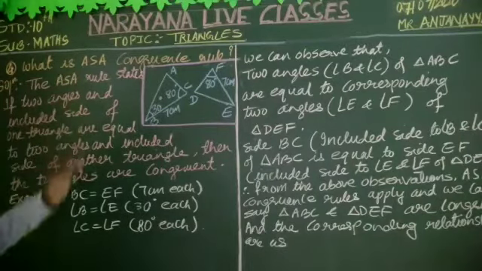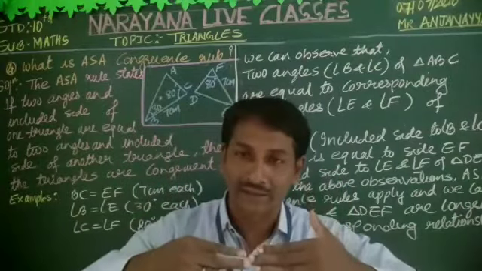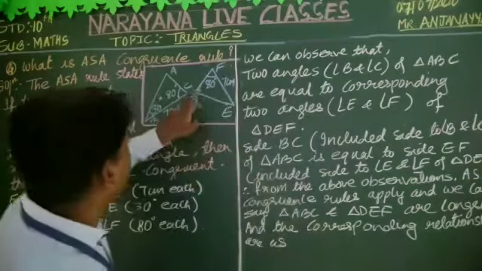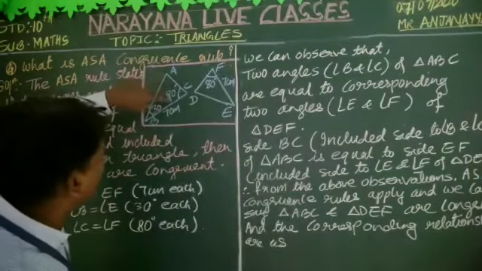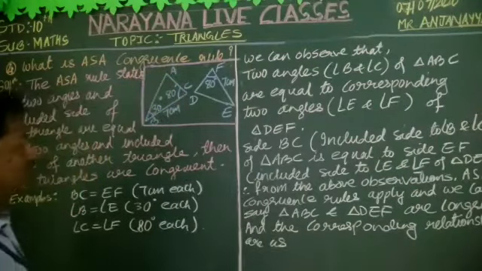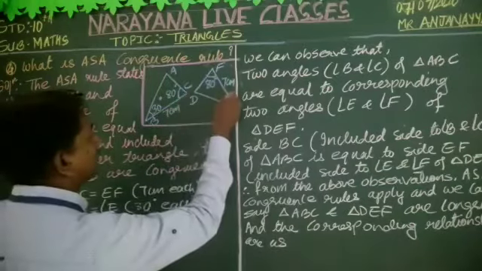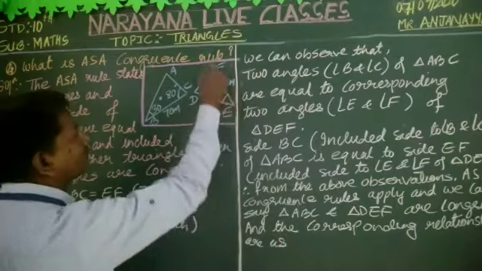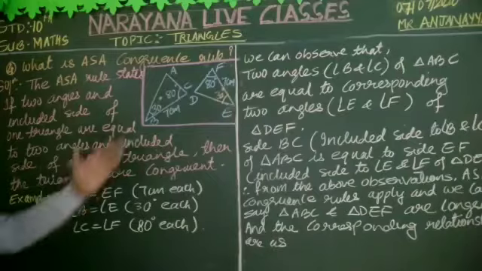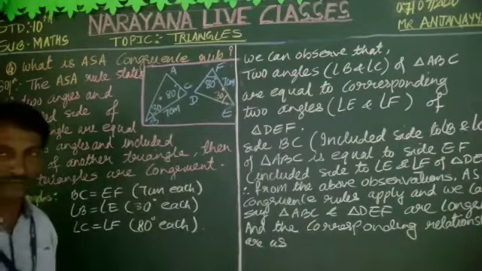So the ASA test says: if two angles and the included side of one triangle are equal to two angles and the included side of another triangle, then the two triangles are congruent.